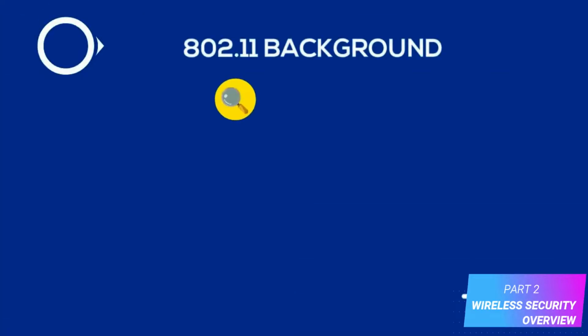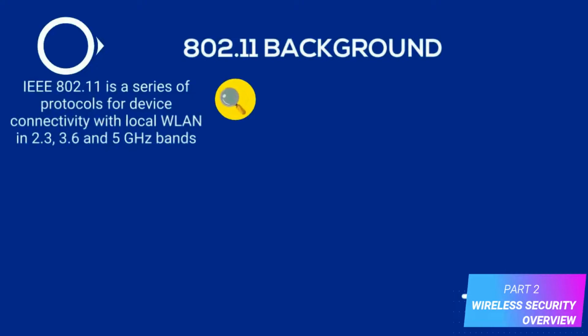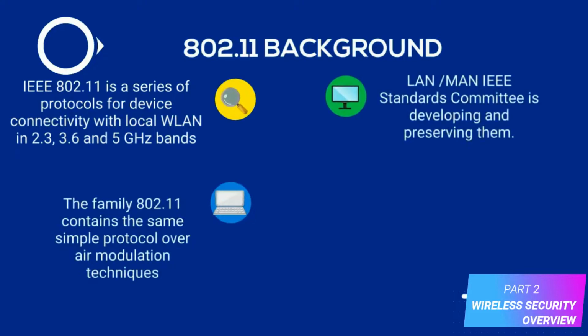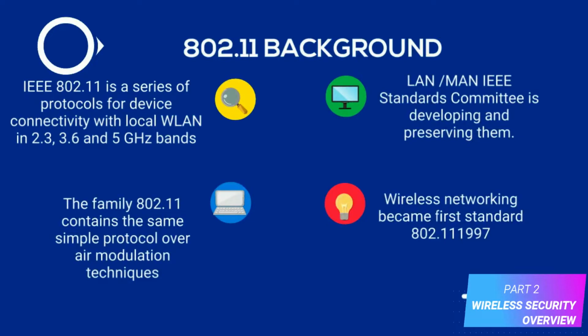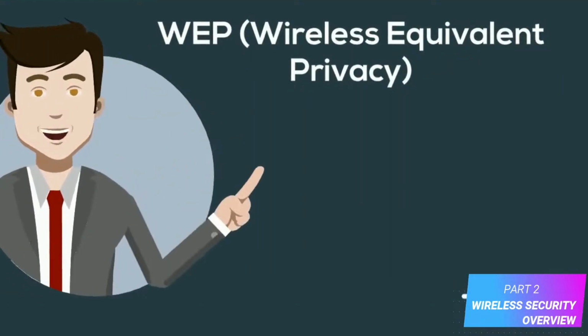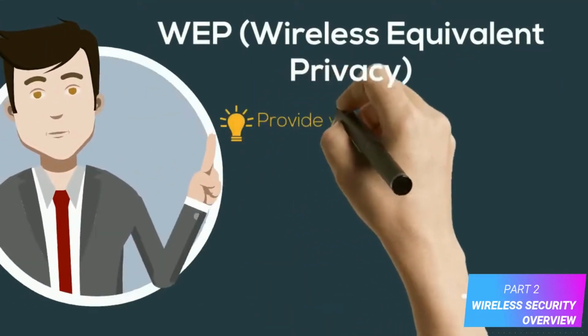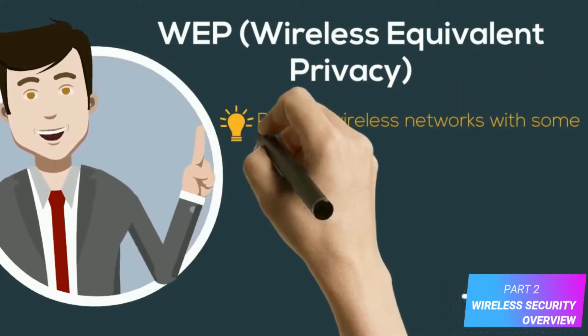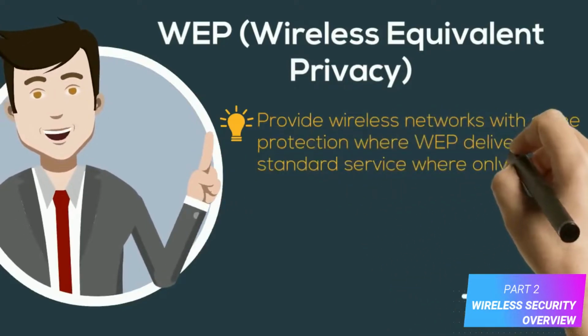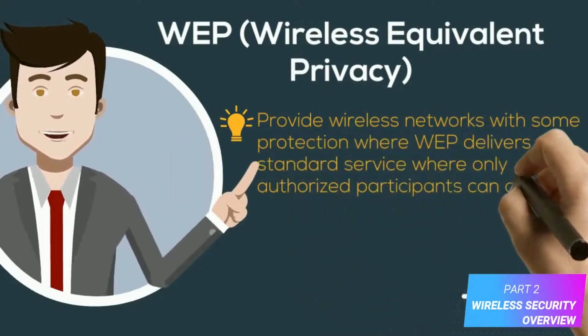802.11 background is a series of protocols for device connectivity with local wireless LAN. They contain the same simple protocol over air modulation techniques. IEEE LAN/MAN is developing and preserving them. It became the first wireless networking standard. Wired Equivalent Privacy. WEP provides wireless networks with some protection, where WEP delivers the standard service where only authorized participants can access transiting details.